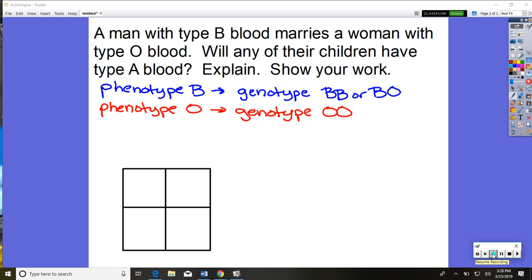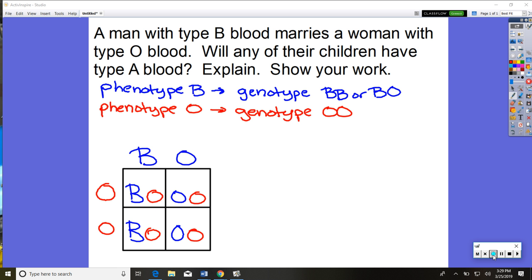So now that we've determined the genotypes of the man, BB or BO, and the woman, OO, we can figure out if any of their children have the possibility of having type A blood by completing a Punnett square. I'm going to set up my Punnett square using the man on one side, the female on the other side, just as you do with any other Punnett square. So I'm starting with the BO genotype, and I'm going to cross my letters in, dropping the B and O down from the top and bringing the O's in from the left.